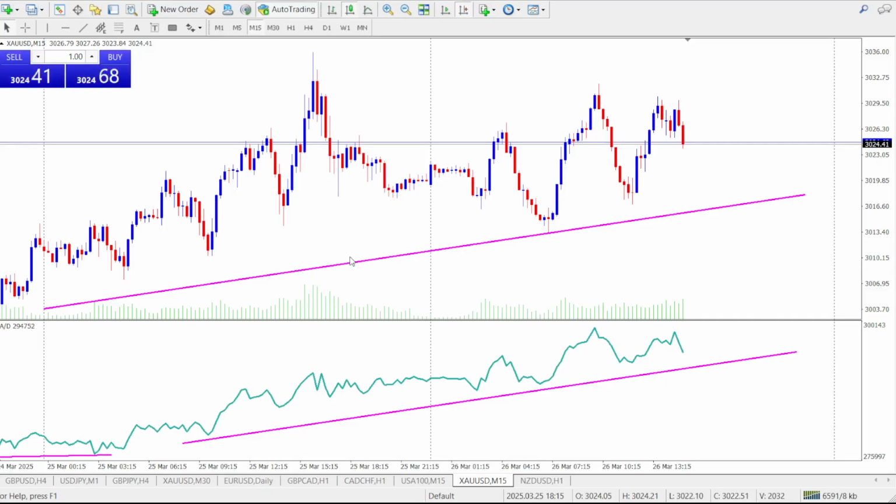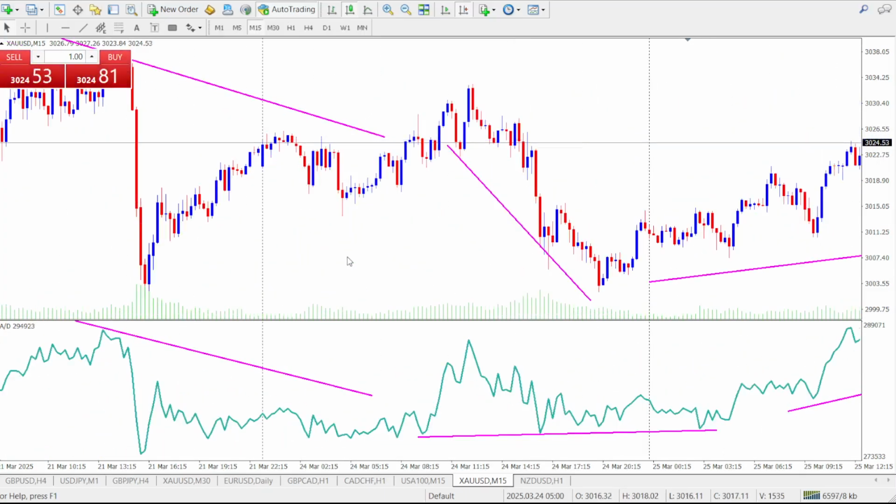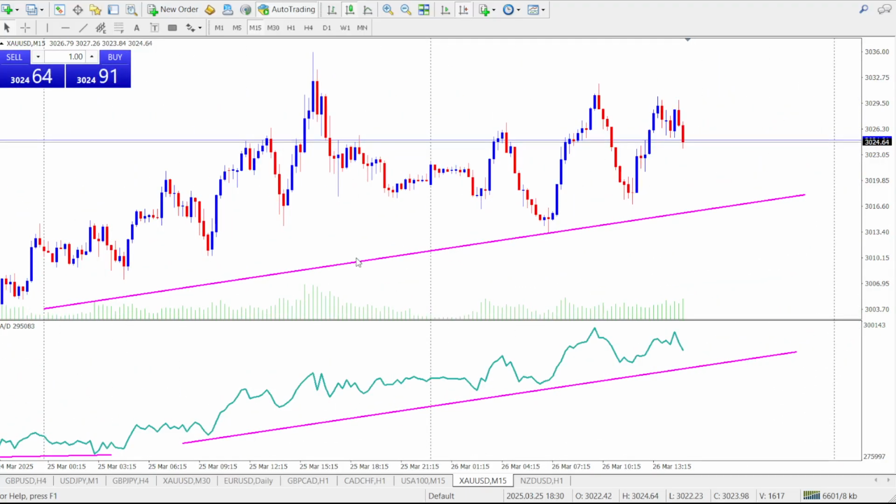Then also you should watch for divergence. Keep an eye on divergences between the AD line and the price chart. This is one of the most powerful signals that the indicator can provide, and is often an early warning of a trend reversal.